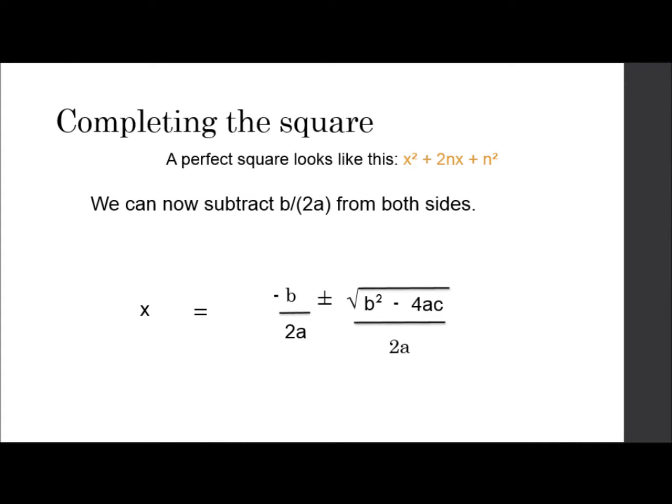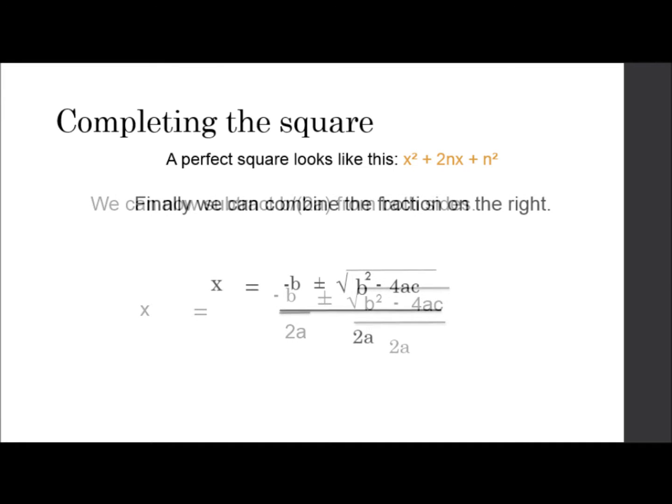We can now subtract the b over 2a from both sides of the equation to get x on its own. And since both denominators have 2a on them, we can combine the fraction on the right so that we get the quadratic formula in the way that we are used to seeing it.